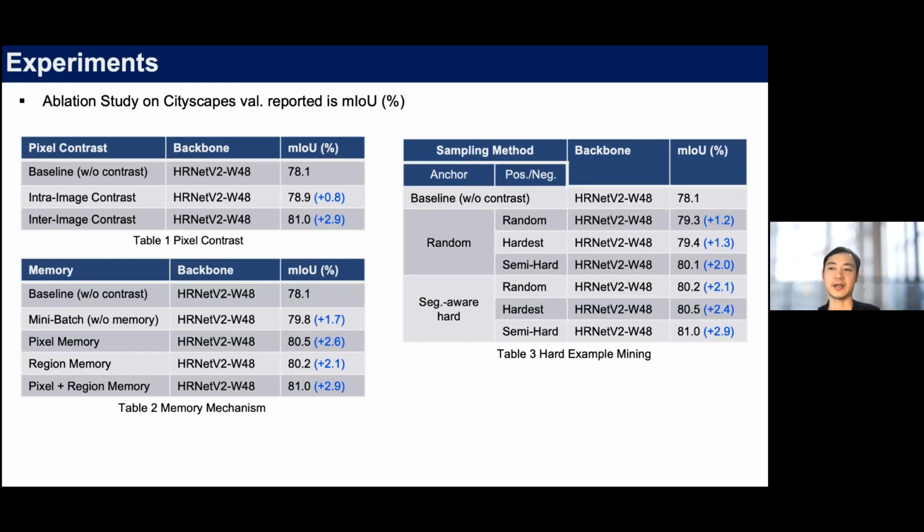Here we will randomly sample half of the samples, and then we will select the other half from the hardest pixels. We can see from the table that the random and the hardest mining techniques achieve very similar performance, but the semi-hard technique shows better performance. In the upper part of the table, we sample the anchors randomly, but in the bottom part of the table, we use the segmentation-aware hard example mining technique. So we can also see that our segmentation-aware hard anchor sampling can also improve the performance.